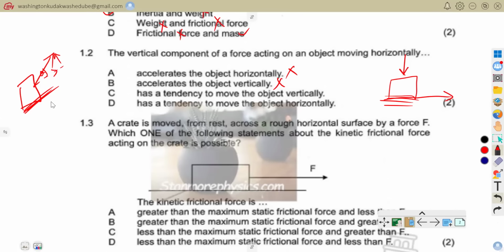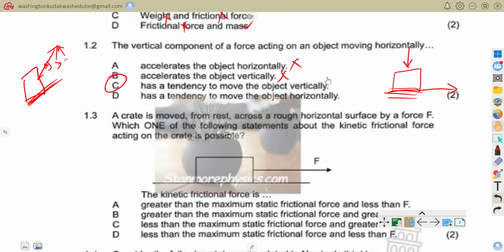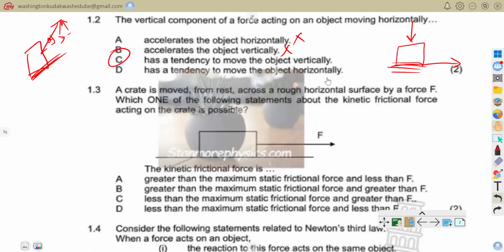Hence, therefore, you would end up having the spinning of the object, because we are saying there is a vertical component of the force that is unbalanced that can actually cause that. So our correct answer there was going to be C. The vertical component of a force that is acting on an object that is moving horizontally has got a tendency of moving that object vertically.